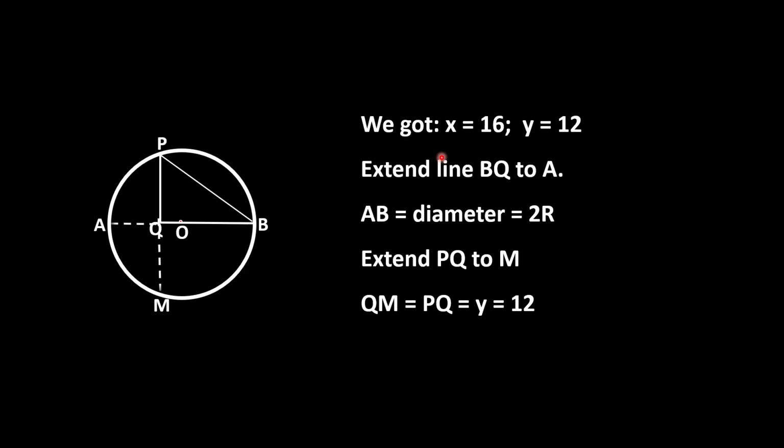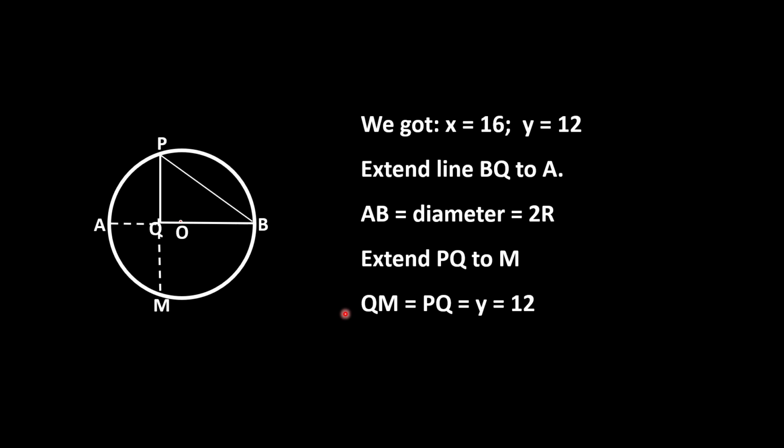So after getting x equal to 16 and y equal to 12, now extend this line PQ to M. See the dotted line? PQ is extended to M and BQ is extended to A. So AB becomes the diameter, that is equal to 2R, where R is the radius. Because this line passing through the center will bisect this vertical chord PM, PQ is 12, so QM will also be 12.